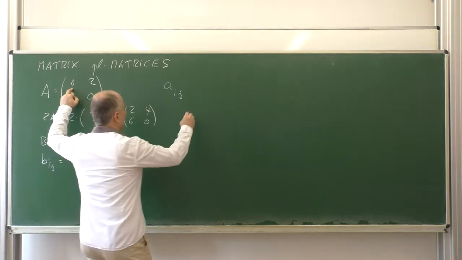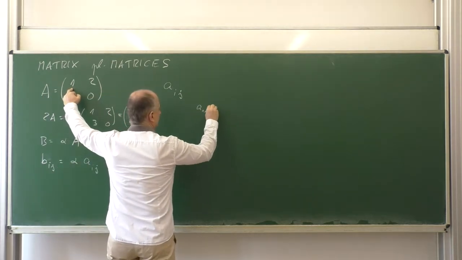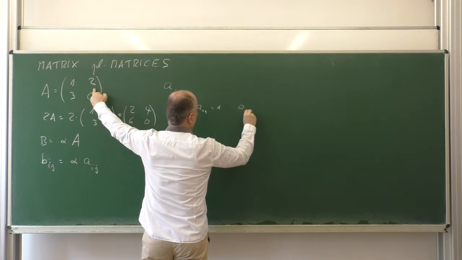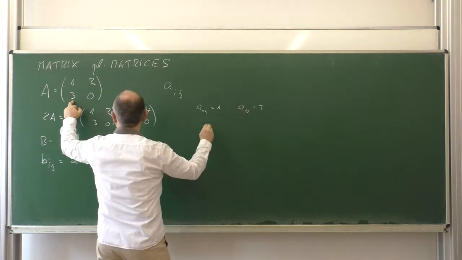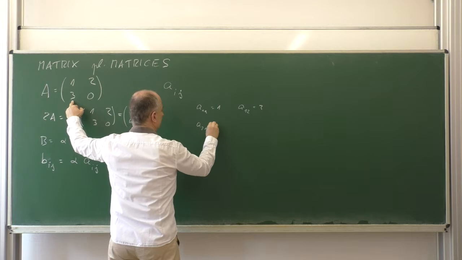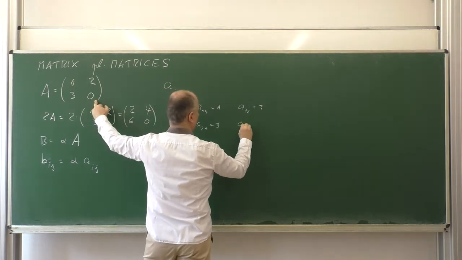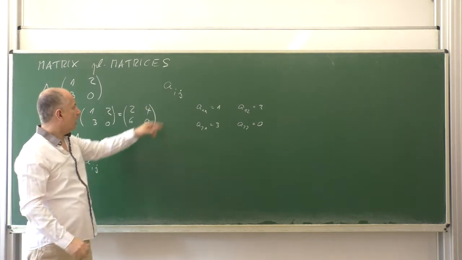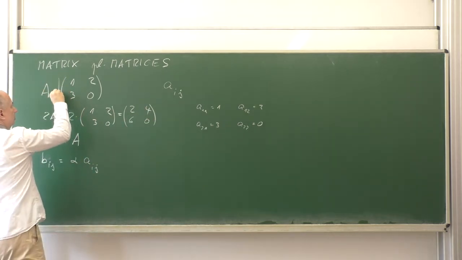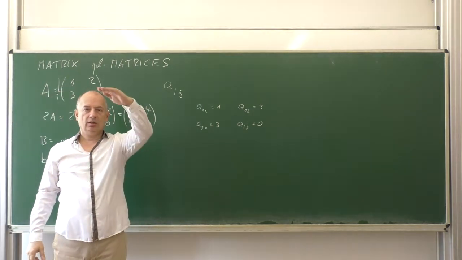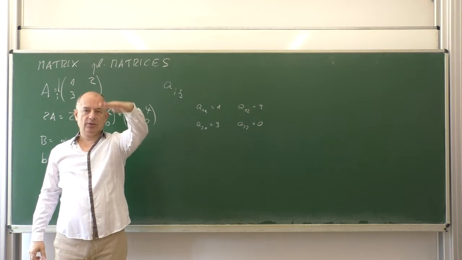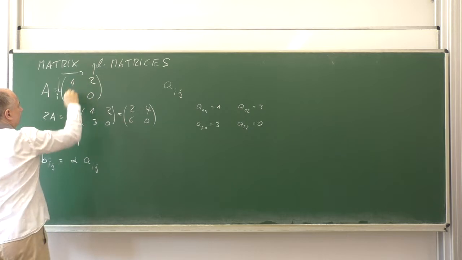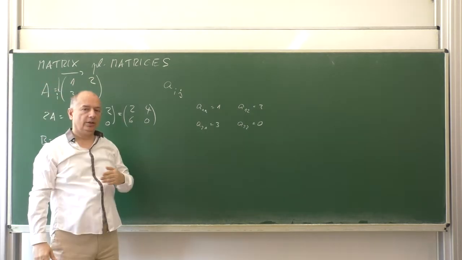So in this case, 1 is the entry A11, 2 is the entry A12, 3 is the entry A21, and 0 is the entry A22. So I specifies the row, starting at 1 at the top of the matrix and going down, and the second index specifies the column, starting on the left with 1 and going to the right.